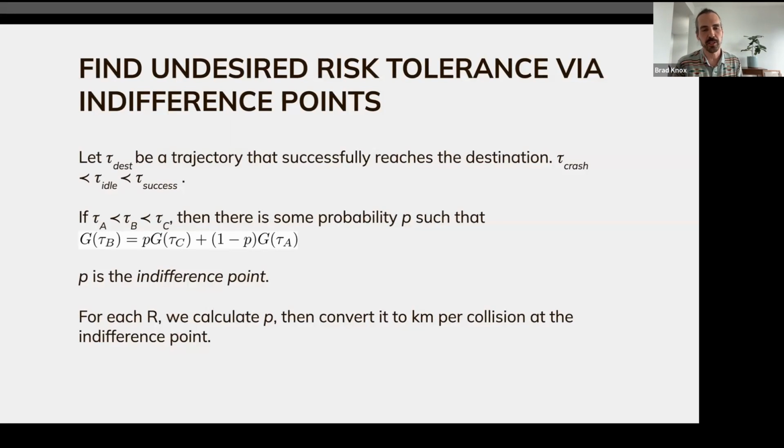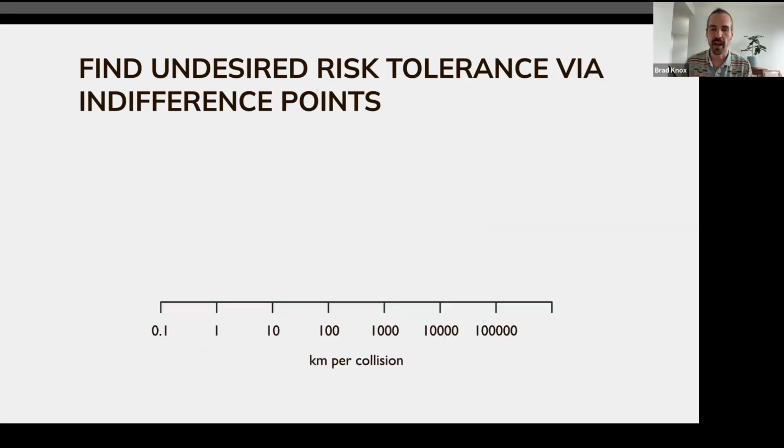So in this autonomous driving analysis, this running example that comes from this paper, for each reward function, we calculate P, and then we convert it to kilometers per collision, which is more human readable, at this indifference point. So what did we find? First, some human reference points. Here's the safest group of human drivers, 50 to 60-year-olds in the US. And then here's the least safe, new drivers. And then here is my back of the envelope calculation for drunk US teenagers.